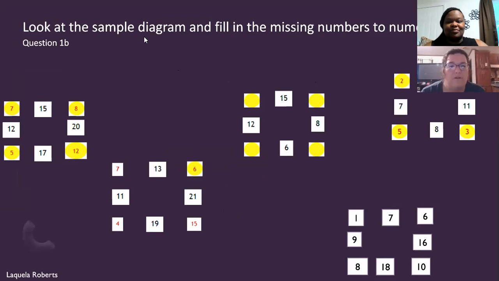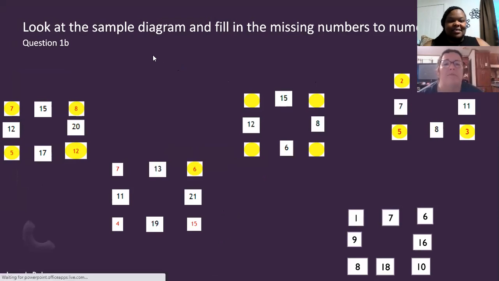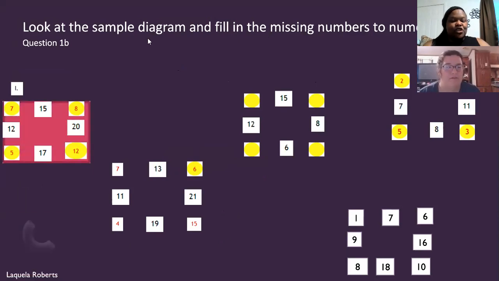Miss Dominique, look at the same diagram and fill in the missing numbers for numbers 1 through 4, questions 1B. All right, here we go. At number 1, we have 7, 8, 5, and 12. So 7 plus 5 gives us 12. 5 plus 12 gives us 17. 12 plus 8 gives us 20. And 8 plus 7 gives us 15. And there you have it right here.